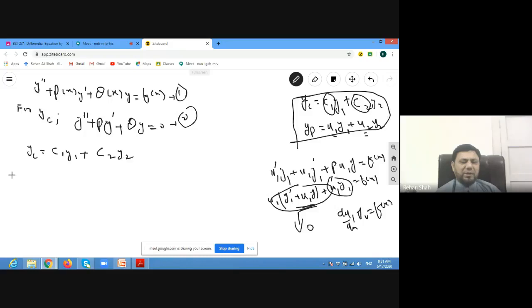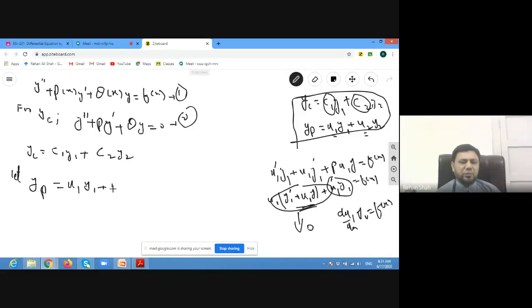So according to this method, let yp be equal to u1 y1 plus u2 y2. Replace c1 by the unknown function u1, y1 plus, oh sorry, this is not c2, this is u2.